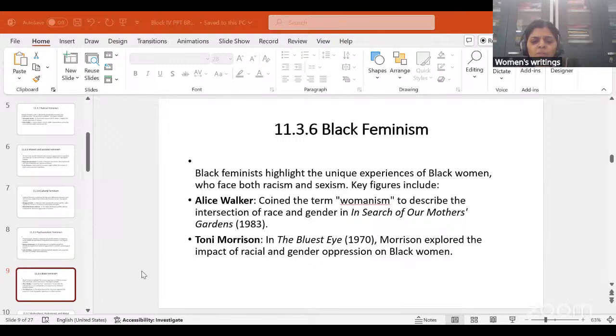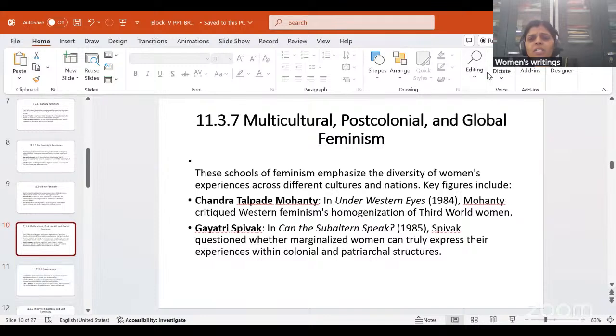And moving on, you also get to see multicultural, post-colonial, and global feminisms. Okay, what exactly are we talking about when we are talking about multicultural or post-colonial global feminisms? Let's have an idea about all these things as well. So, these schools of feminism usually emphasize the diversity of women's experiences, okay, in different cultures and nations. So you talk about Indian women, their culture provides them one certain type of experience as women.